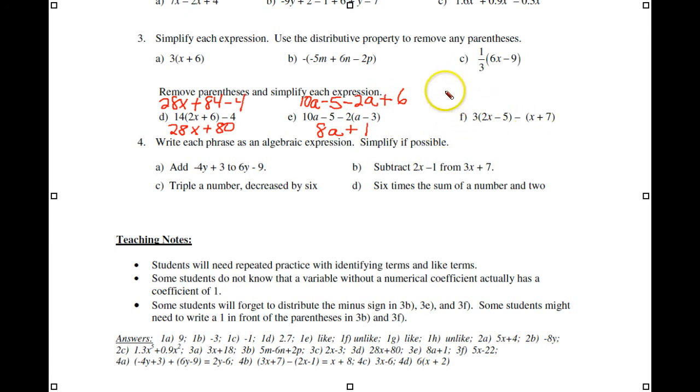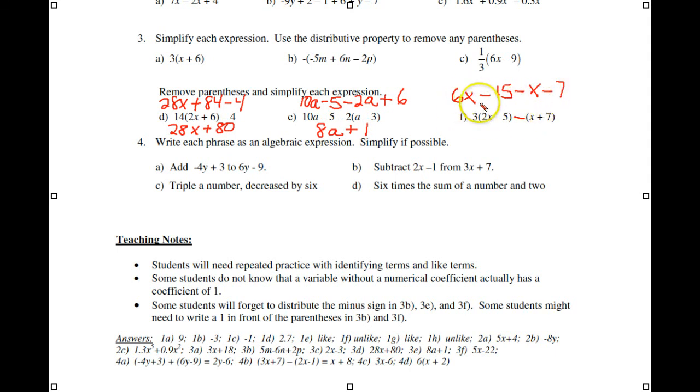In the letter F, 2, let me see here, 2x times 3 will be 6x. 3 times a negative 5 is a negative 15. Now here we have a case of a negative in front of a parenthesis. So we're going to remove the parenthesis, change both of those signs. It was a plus, but we got to change it though. Got to follow what I say. So this becomes a negative x and a negative 7.